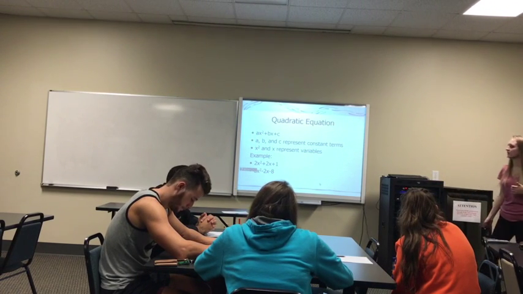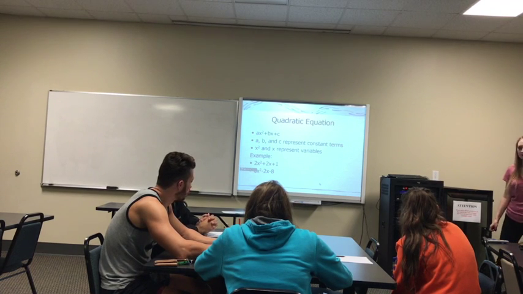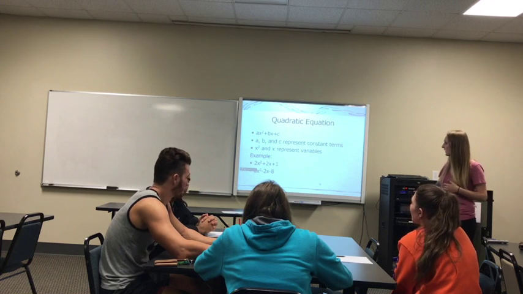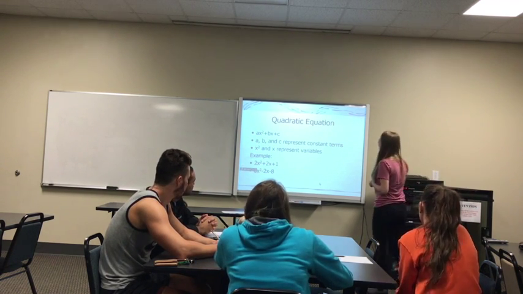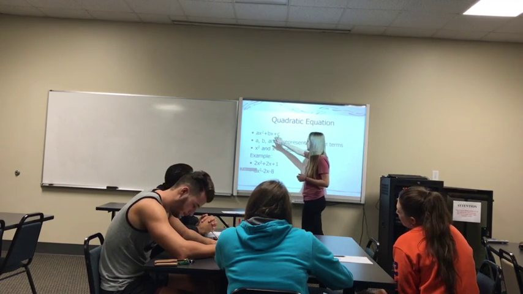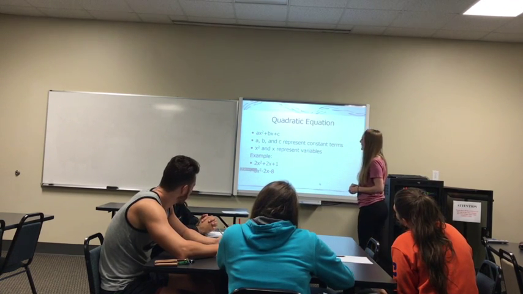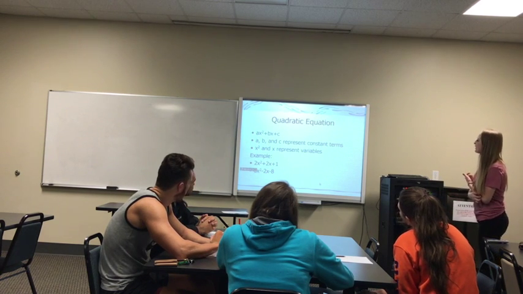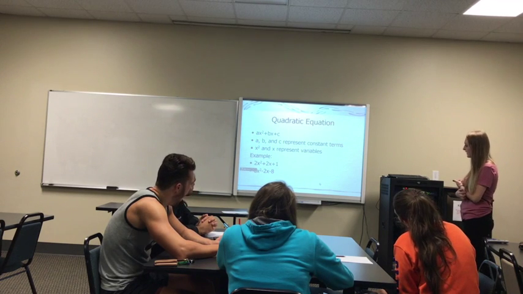Who wants to give me their definition of a quadratic equation? I have just the standard form of ax squared plus bx plus c. Okay, so that is the general form you'll be given when you factor. You will get ax squared plus bx plus c. Today we're going to look at examples where a is 1, so you can ignore that a component, but a, b, and c will represent constant terms. They're coefficients of your x variable. X squared and x represent variables.